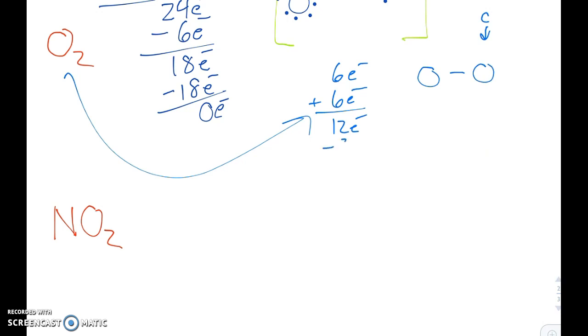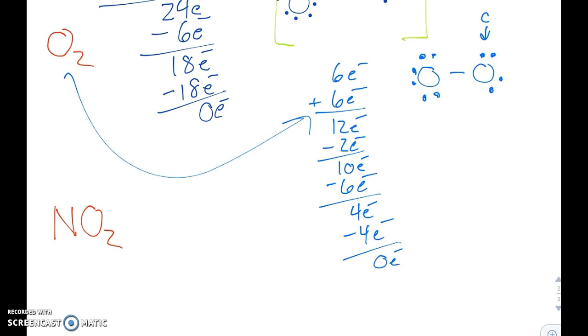So I'm going to subtract my 2. I've got 10 electrons left. I'm going to complete the octet on the not center atom first. 1, 2, 3, 4, 5, 6. So minus my 6 gives me 4. Again, extras go on the center. 1, 2, 3, 4. Minus 4. I've got 0 electrons left.